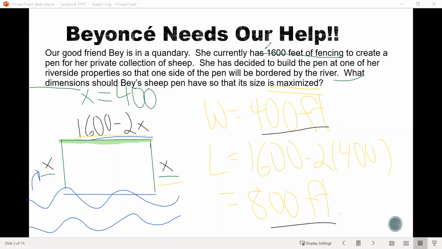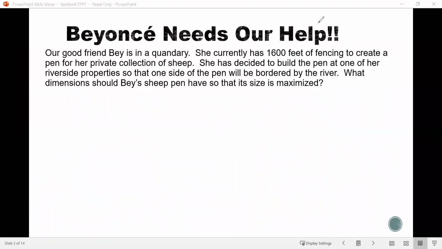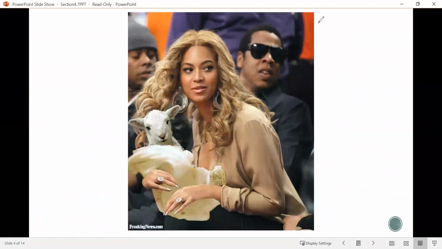Cool? All right, Beyonce will be very pleased. I will have a conversation with her and let her know we were able to figure this out. And on that note, in case you were wondering whether Beyonce actually has sheep or not, I just want to show you that I did not make this up. Okay, here's a picture of her taking care of one of her sheep. So just so you know, this was a real thing.